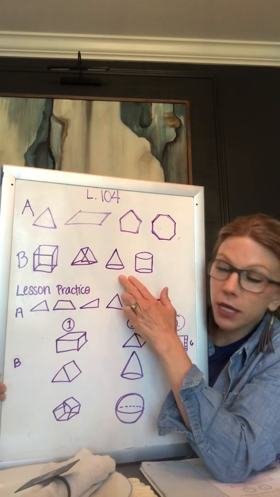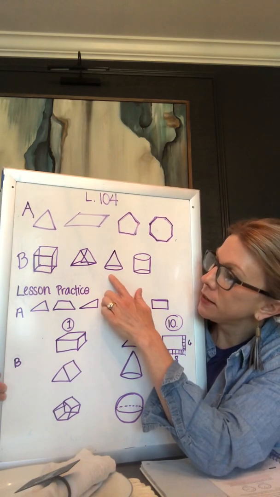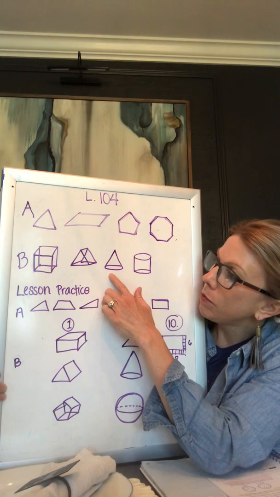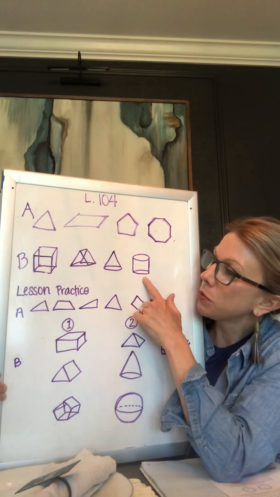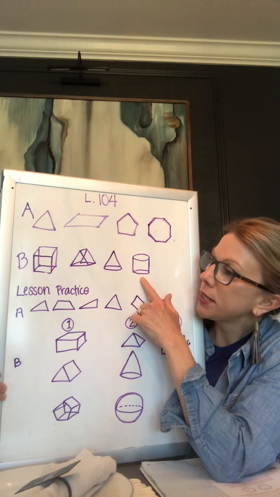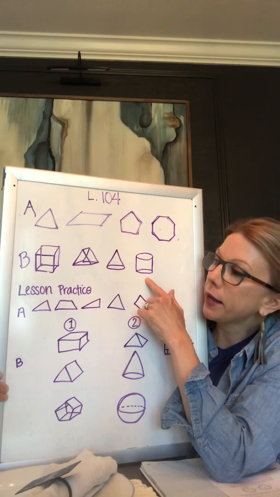But if you'll notice that it has a curved side, and these have straight sides. And this one has, well, straight sides and curved sides. And this one's called a cylinder. Looks like a can of soup.